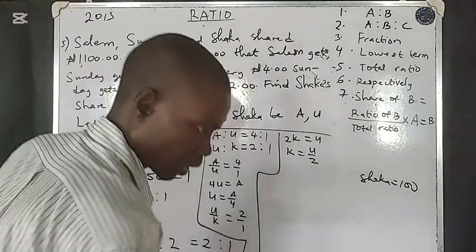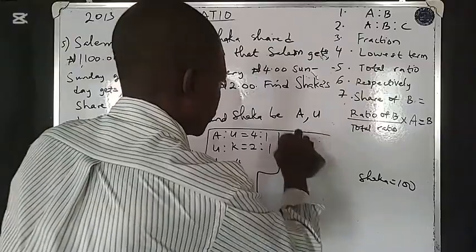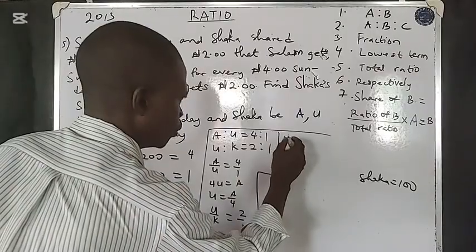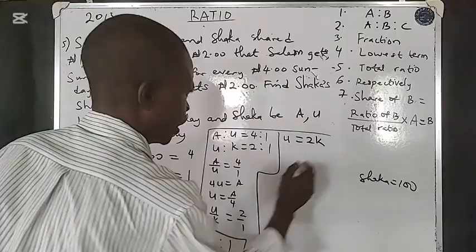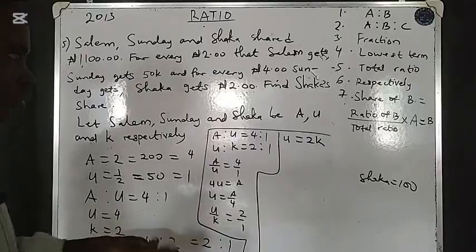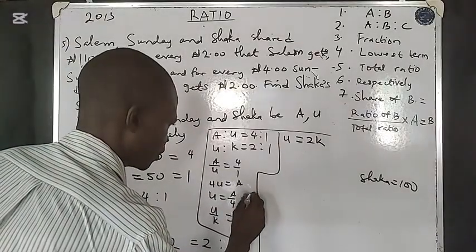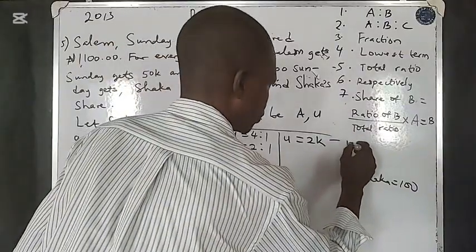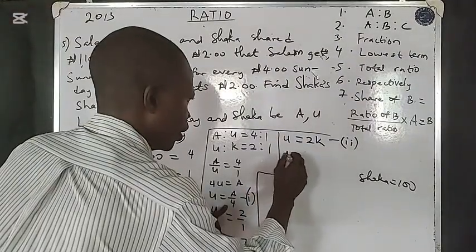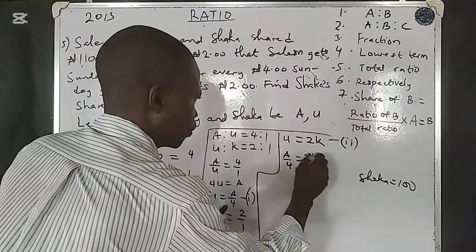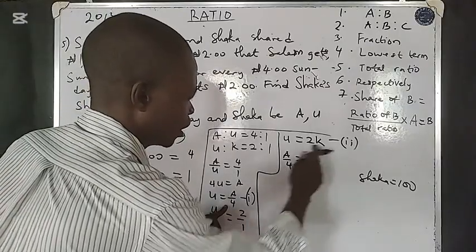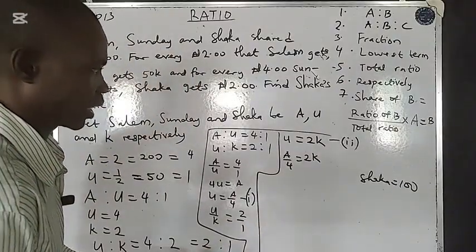So let's clean this one up. U times 1 will give us U. Then we have 2K, so we have U equals 2K. And we have U equal to A over 4. So this is our equation 1, and this is our equation 2. Let's equate the two values of U: A over 4 equals 2K. So Shaka is our K, so let's try to find the value of Shaka now.